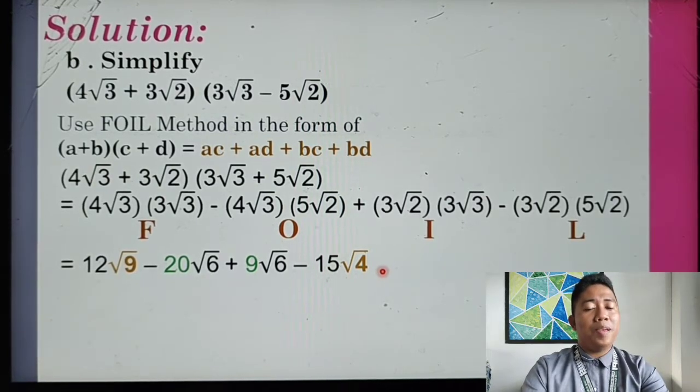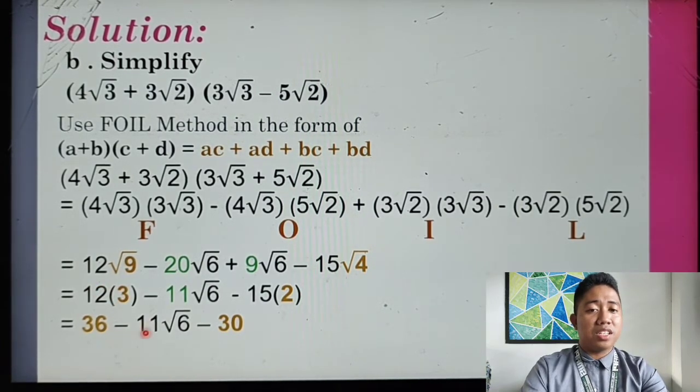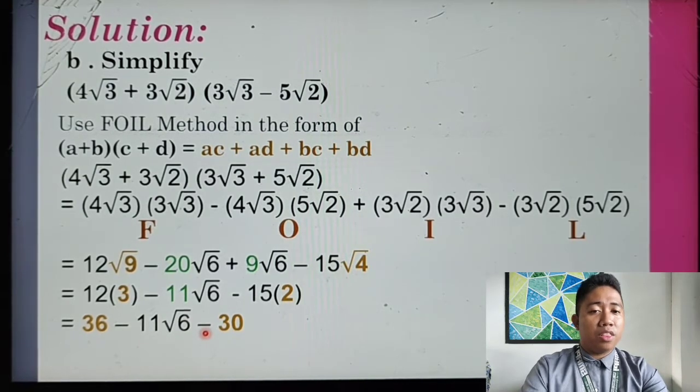And then you'll be able to simplify the square root of the perfect square when needed. So we all know that square root of 9 is equal to 3, and square root of 4 is 2. So simplify each of these products. 12 times 3, we have 36. And copy this, 11 square root of 6 minus 30. So 15 times 2, which is 30.